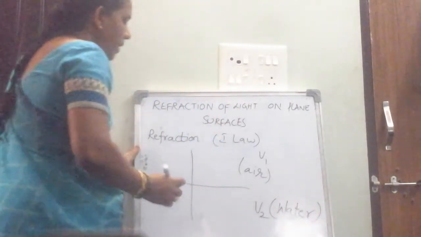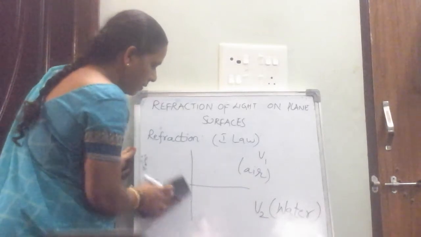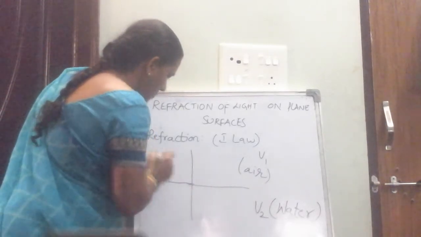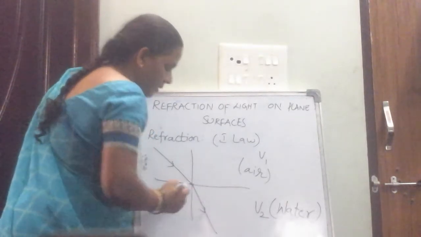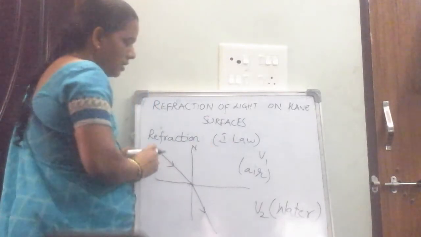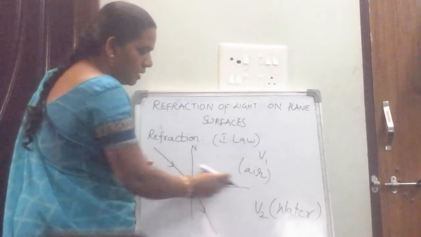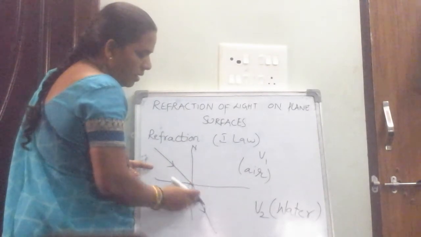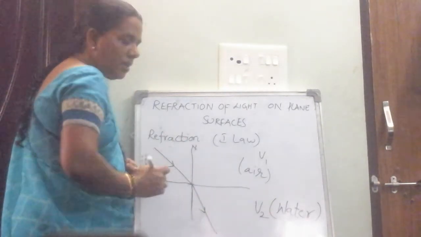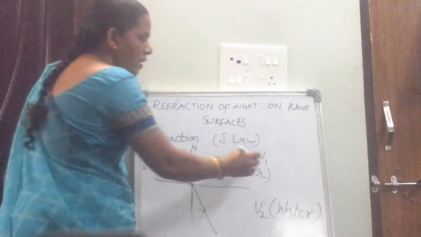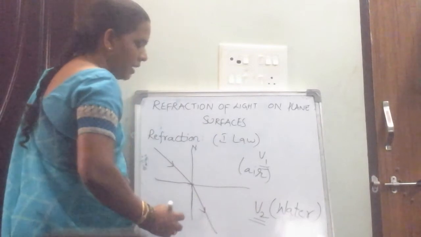Okay, so whenever light is incident like this, it just bends like this. This is called the normal, is it not? So when light is incident on the surface separating air and water, it bends the direction of the light towards the normal. Here we should consider v1 as the speed of light in the first medium and v2 as the speed of light in the second medium.